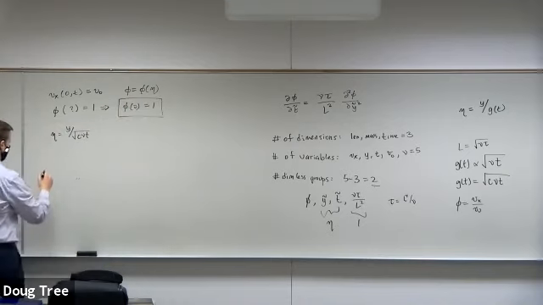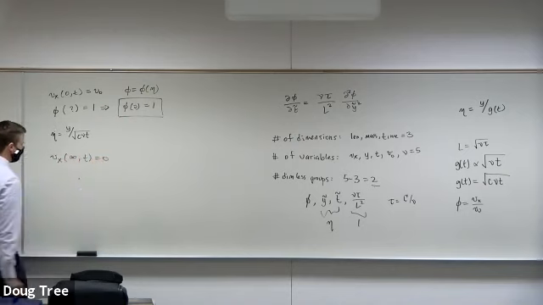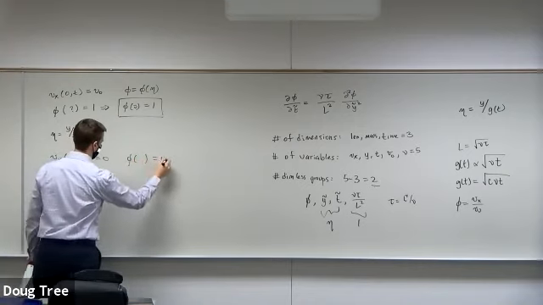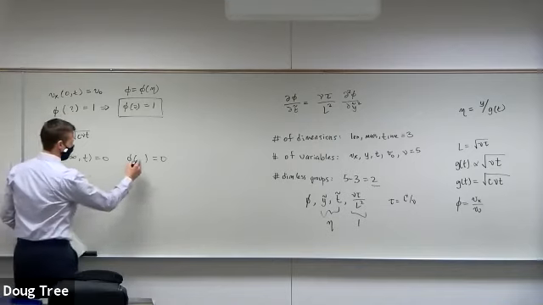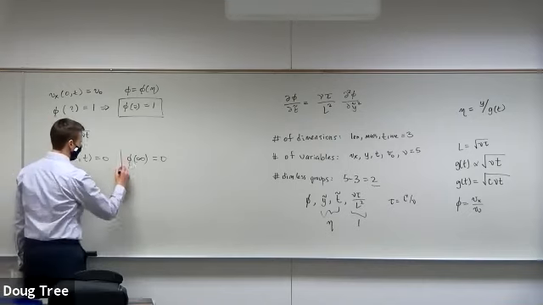The other one I had, I said Vx at infinity of t was equal to 0. So that's going to be phi at something equal to 0, if I divide both sides by V naught. Well, where is eta equal to infinity? It's when y equals infinity. So this should be phi at infinity equals 0. Thanks, Junior. That's my other one.